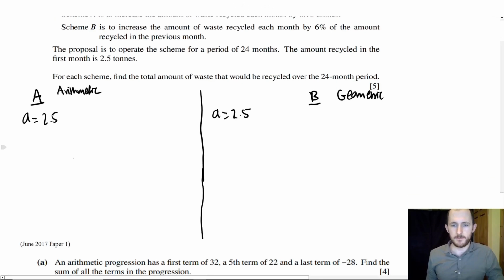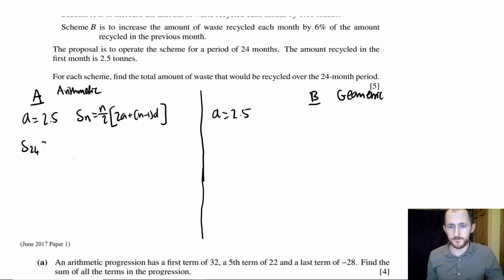So the sum for an arithmetic sequence, as we know, I'm just going to write it again because again it is an equation you should try and remember. So if we're doing the sum of the first 24 months, we have 24 over 2.